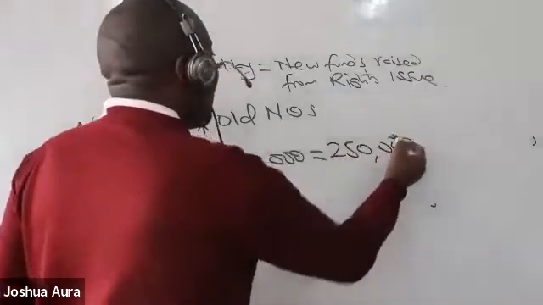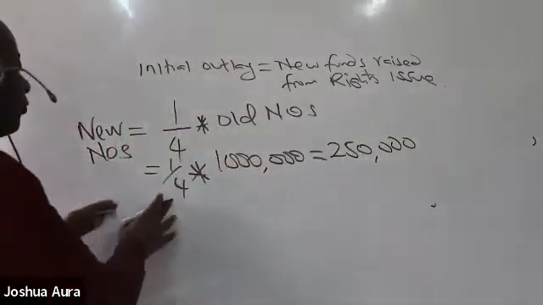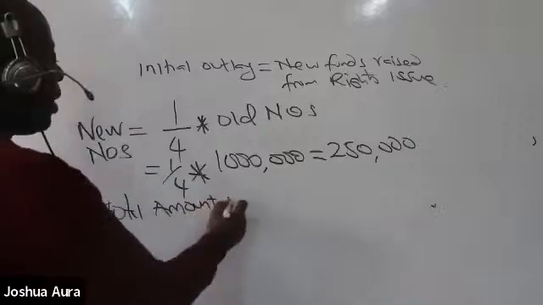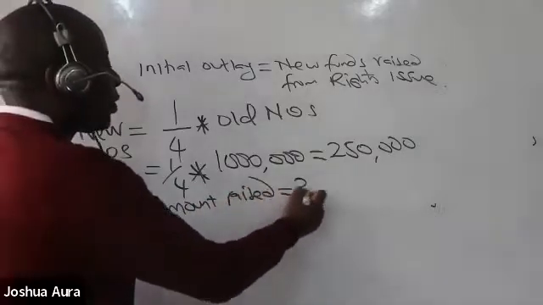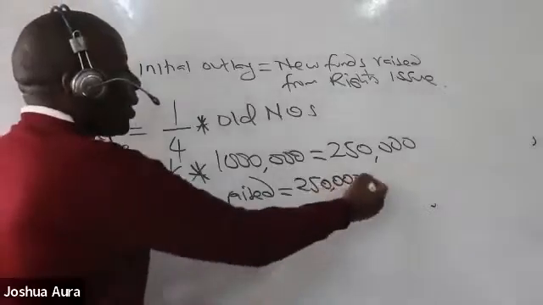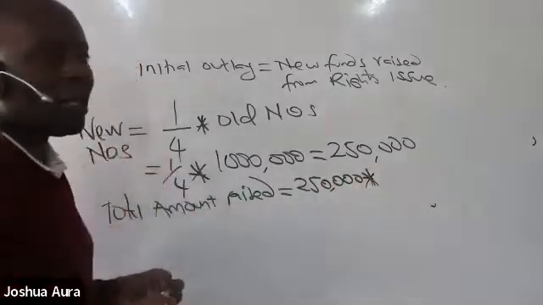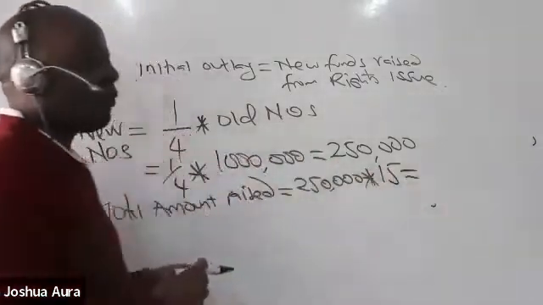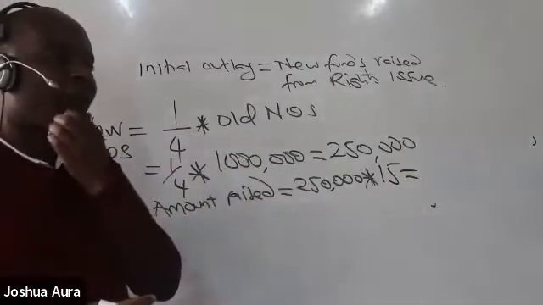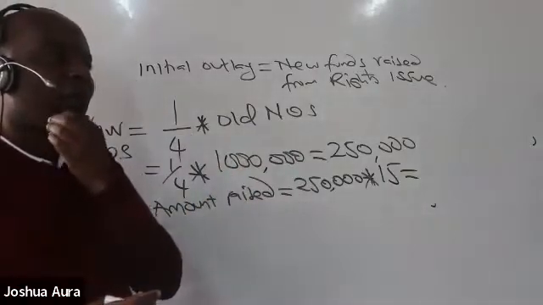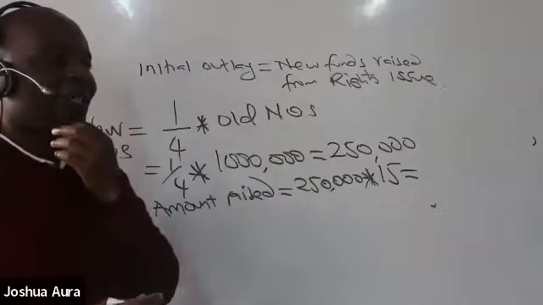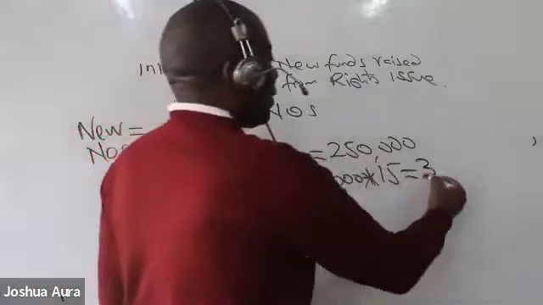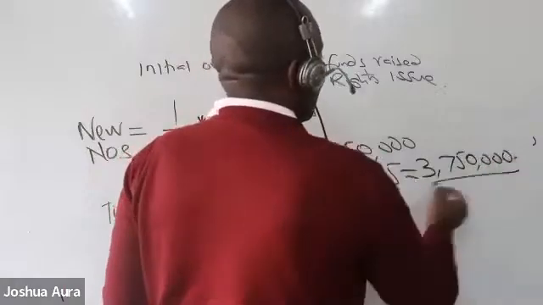250,000. And then these guys, ladies and gentlemen, who are giving us this money, for me to get the total amount raised, I will take the 250,000 new shares under the rights. And we know that these guys are giving how much per share? They're giving us 15. So please give us the total amount raised. 3,750,000, yes.